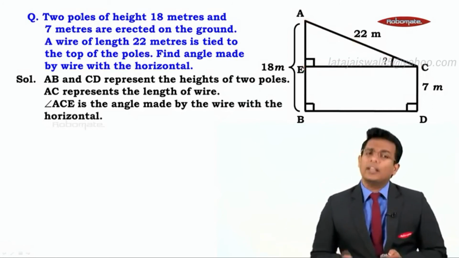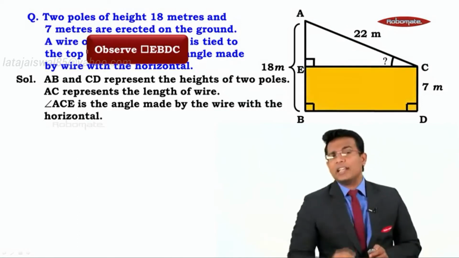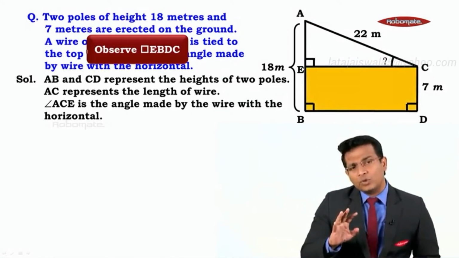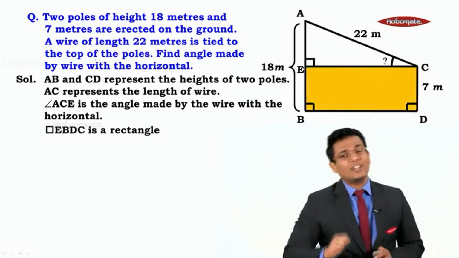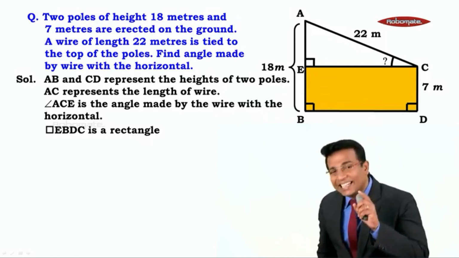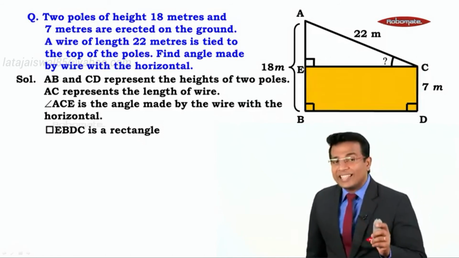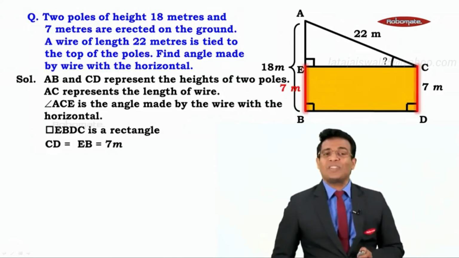How are we going to do that? Let's understand. If you look at the given information carefully, look at that quadrilateral EBDC. In that quadrilateral, we have three angles that are 90 degrees. So obviously the fourth angle is 90. That means this quadrilateral is actually a rectangle. And if it is a rectangle, the opposite sides are equal in length. That means we can say that CD and EB both are equal and they are equal to 7 meters.